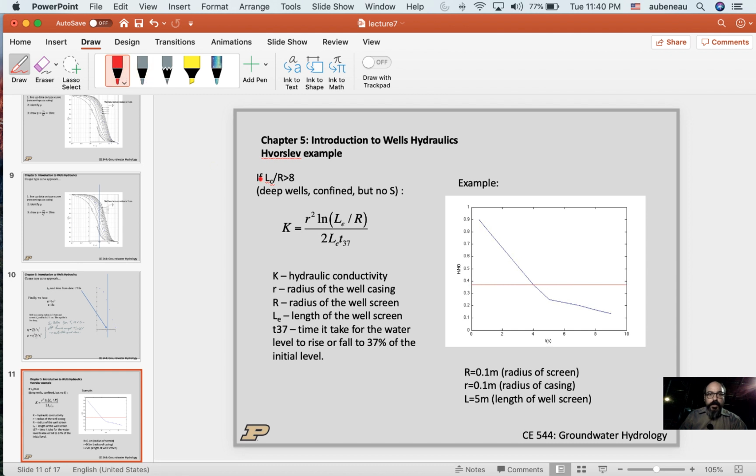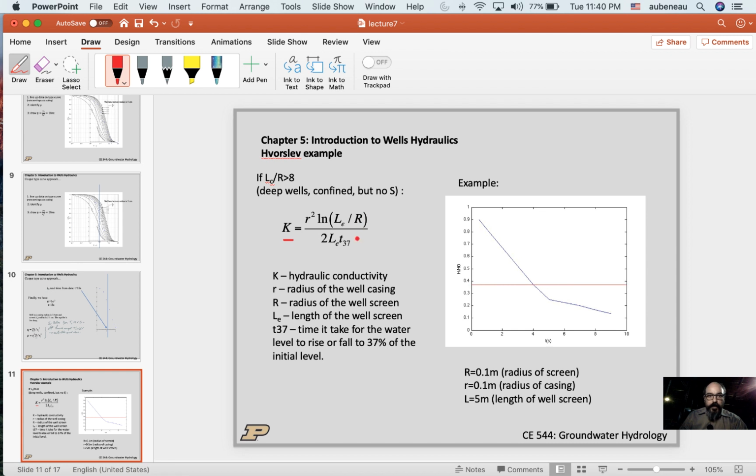Okay, so you can see here the equation, and again notice that this is very similar to all the equations we had before. There's r squared here, the log of a ratio of length scales. So here it's the length of the screen over the radius.